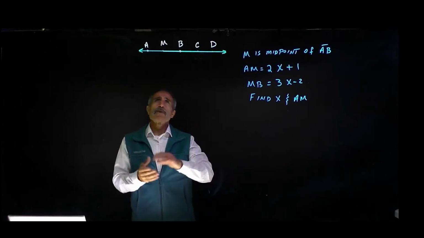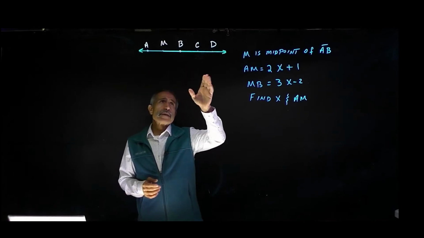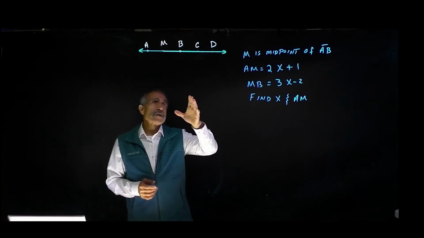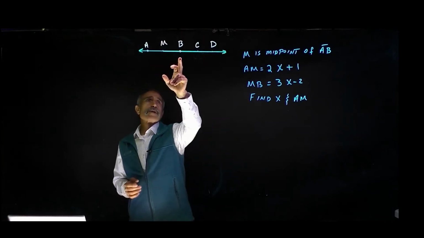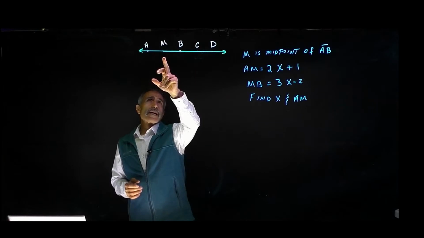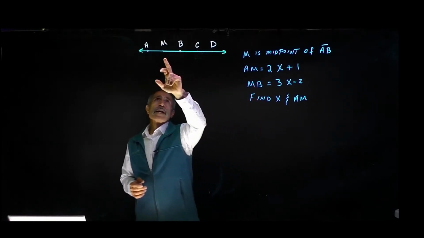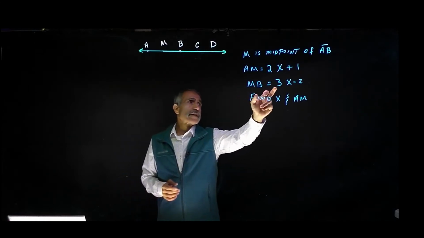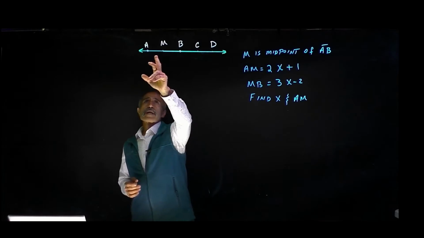So take a look at this problem. We have this line of A, M, B, C, D. What is given to us? It says the line AB, which is from here to here, M is the midpoint. And AM is given as 2x plus 1, and MB is given as 3x minus 2. What is x and what is the length of AM?